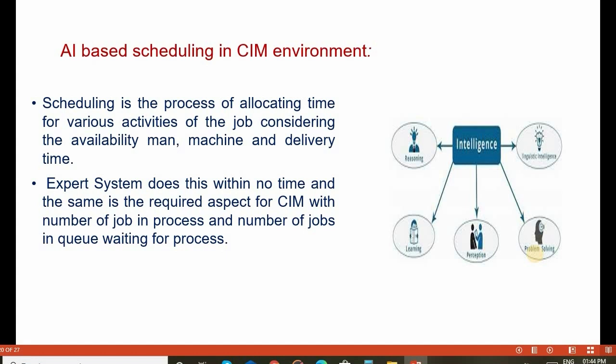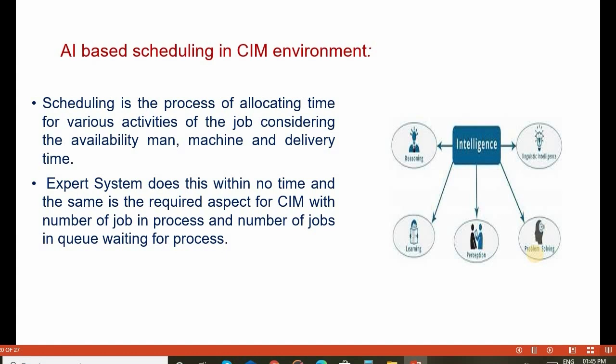The expert system does this within no time, and the same is required for the number of jobs in process and the number of jobs in the queue waiting for the process. The knowledge based system needs to identify these, so that based on this knowledge based expert system, it can be done within no time.